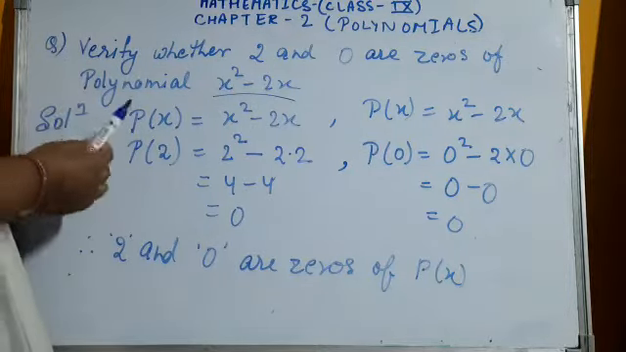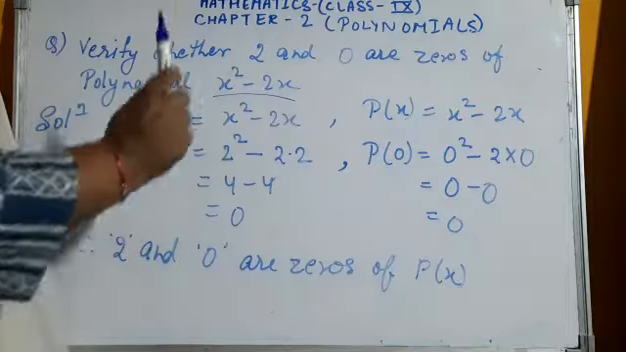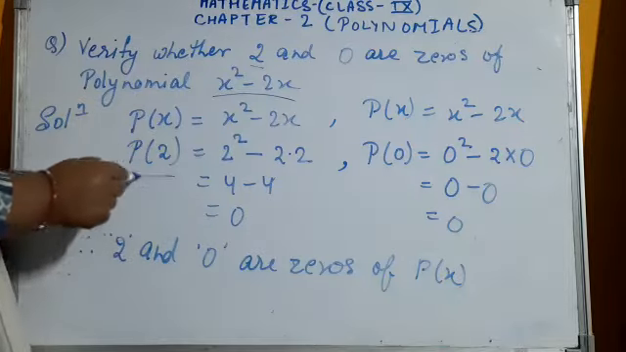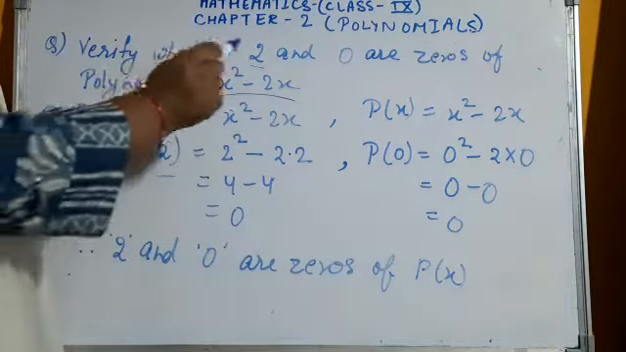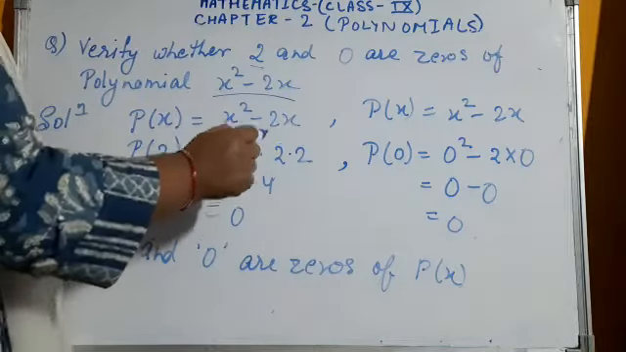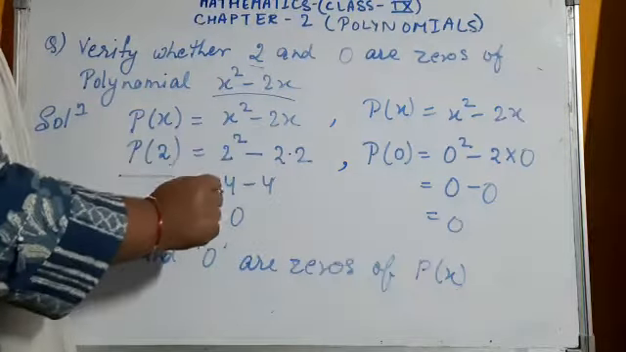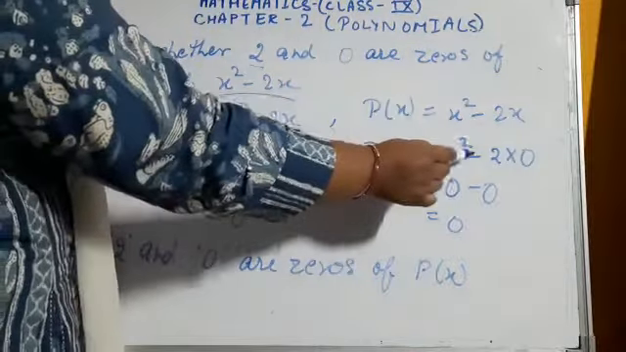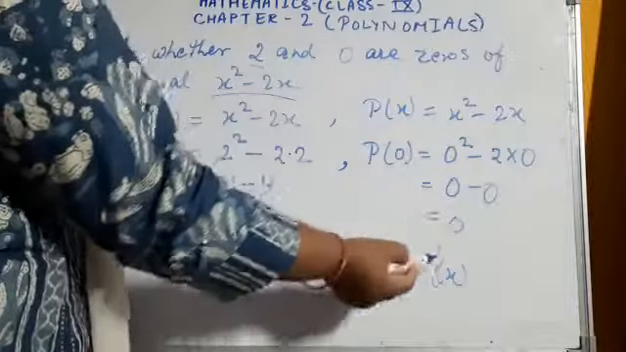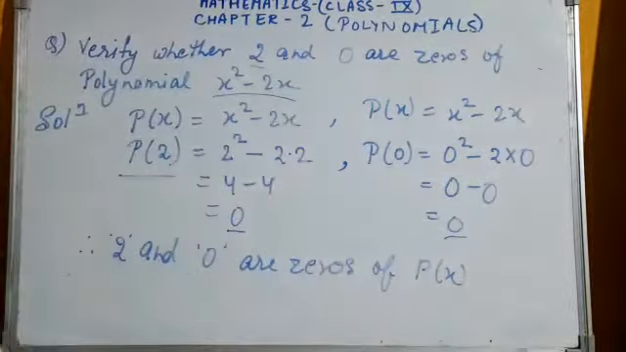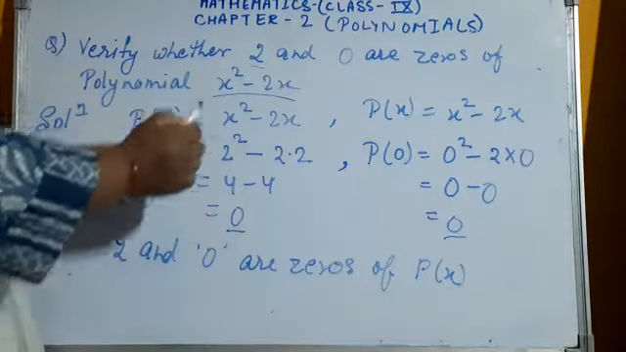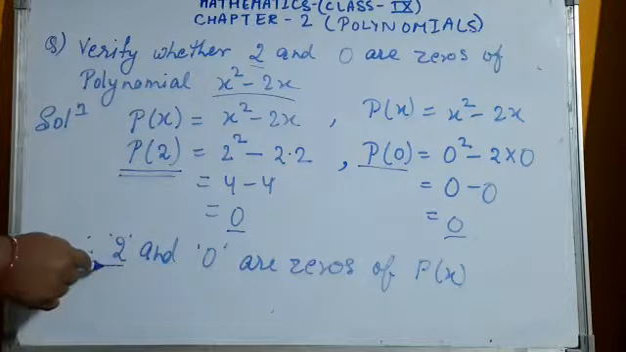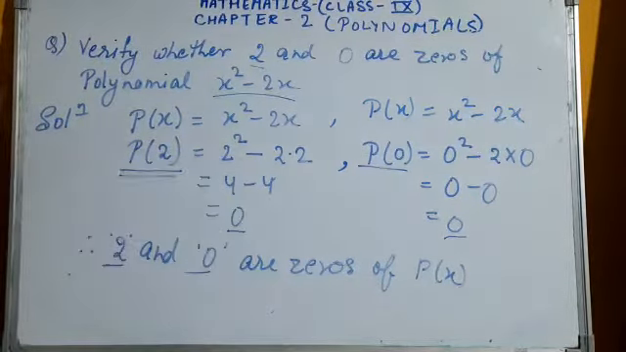So let us check one by one. First we will write p(x) is equal to x square minus 2x. Now in place of x, we will put the value 2. Calculate p of 2. When we put 2, we will have 2 square minus 2 into 2. So 2 square is 4 minus 4, that is 0. If we calculate p of 0, it is 0 square minus 2 into 0, which is 0 minus 0, again 0. So we can see in both cases, the values of p of 2 and p of 0 are both 0. Hence, 2 and 0 both are the zeros of p(x).